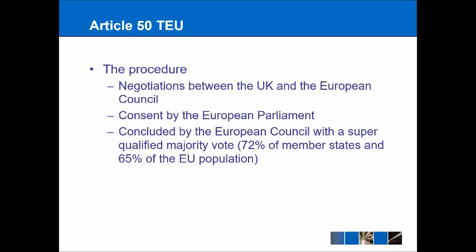Now, the actual procedure under Article 50 of the Treaty on European Union would begin with negotiations between the UK and the European Council, the European Council being the heads of state from other EU member states. Once they come to an agreement, there would have to be consent by the European Parliament, and then the agreement would finally be concluded again by the European Council with a super qualified majority. So this would be 72% of the remaining member states, so 20 out of the 27, and it would also have to represent 65% of the EU population.